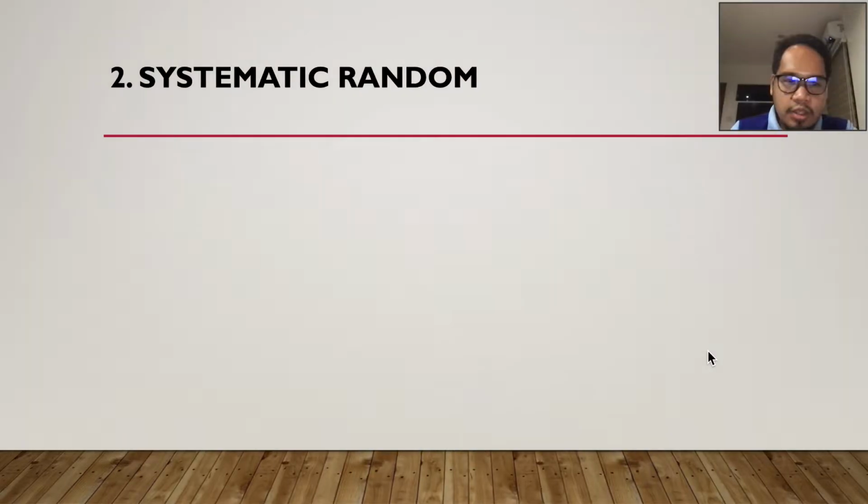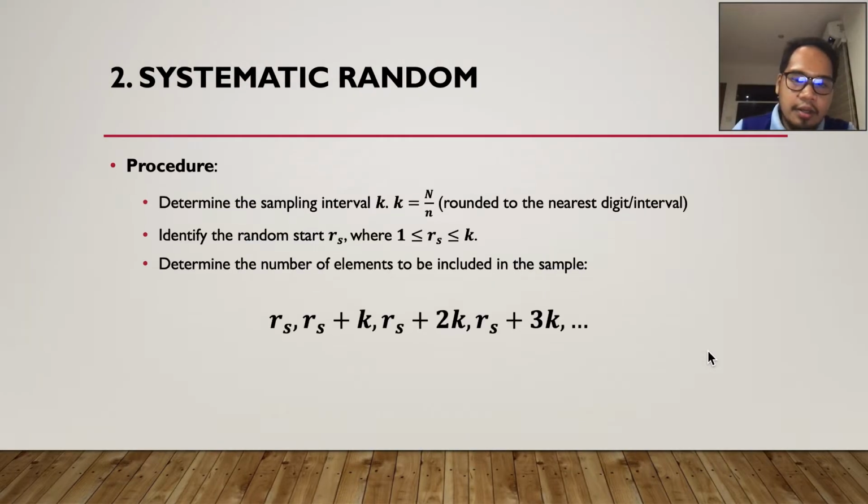And what's the procedure? First, you need to determine your sampling interval k. There's actually no generic formula for your k or your sampling interval, but there are suggestions in some books that your k should be population size, big N, divided by your sample size, small n. You already have your sample size in determining your interval. You just need to round this to the nearest digit or interval.